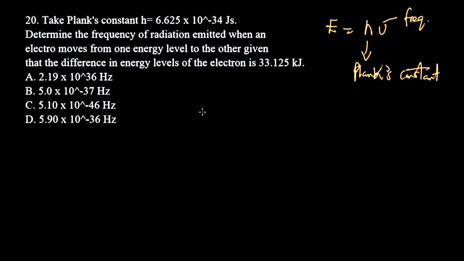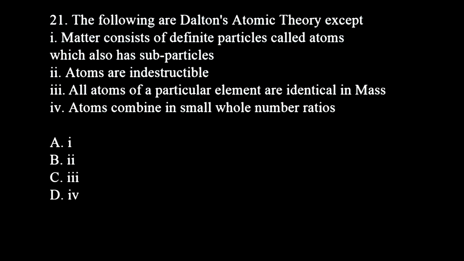So therefore we have that. We are told to calculate the frequency. So we're given that this is the difference in energy. So this becomes 33.125 times 10 raised to power 3 joules equals to, so the Planck's constant is 6.625 times 10 raised to power minus 34, so times the frequency, right?